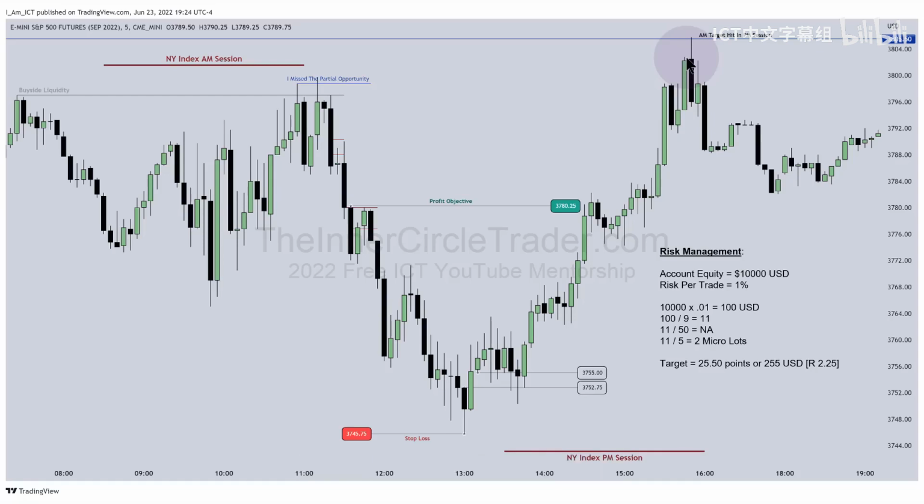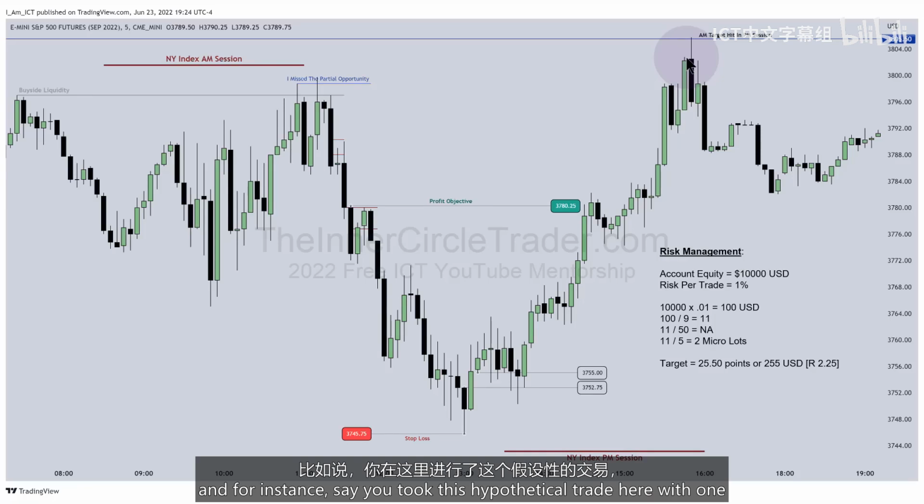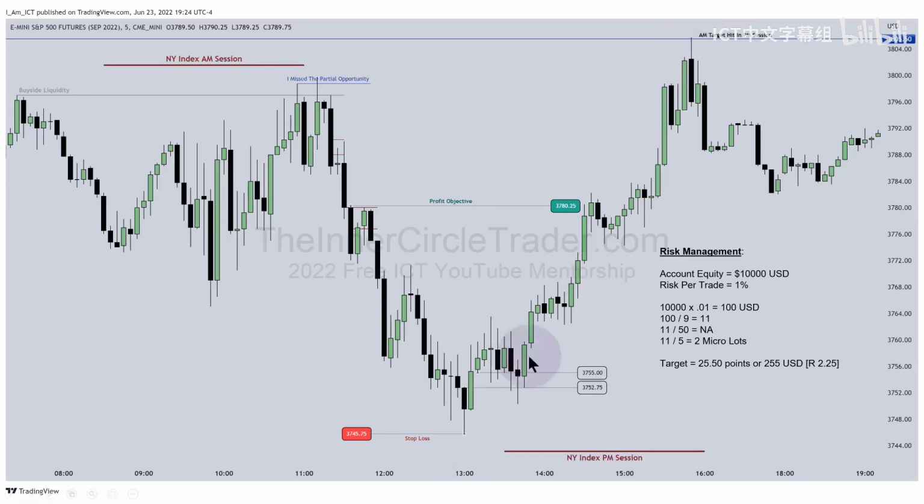So if you have a trade, and for instance, say you took this hypothetical trade here with one order, and you got in at that 37.54 3/4, and you got stopped out down here. Okay, you would have taken less than a 1% loss. So your next trade, you should do half of 1%.